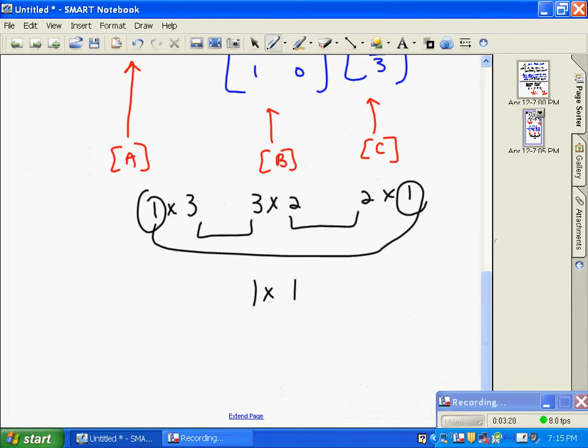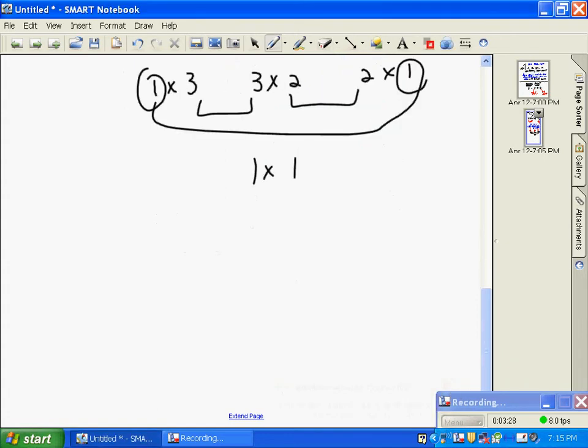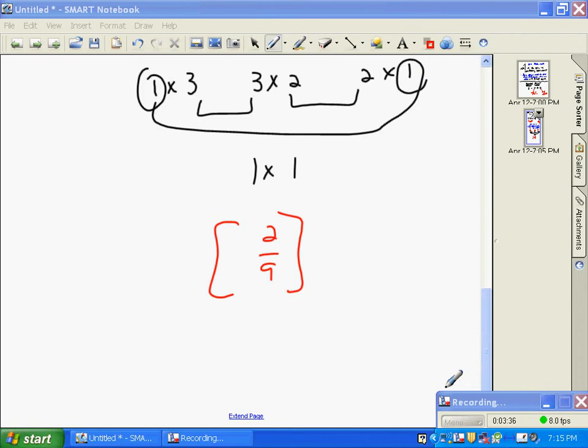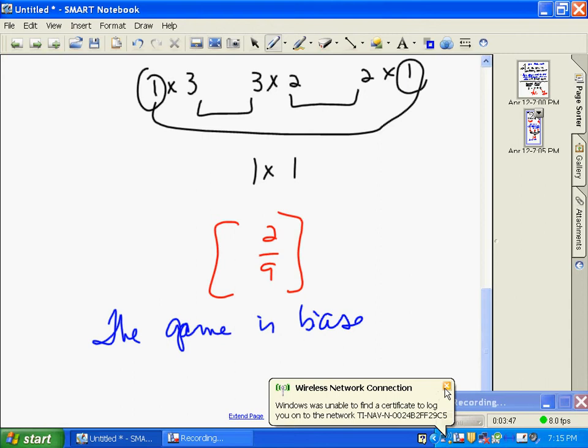If you look at your response in your calculator, when I multiplied these all out together, it would come up with an answer that looks like that, 2/9. So my expected payoff is 2/9, and since it's positive, that means the game is biased, B-I-A-S-E-D, in favor of player 1.